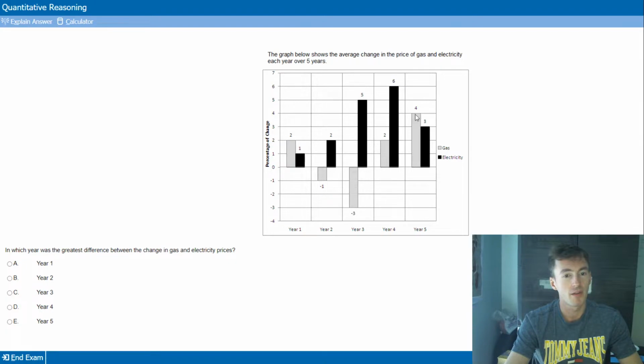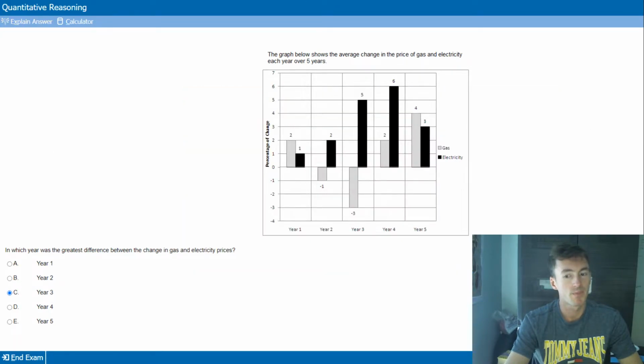Here, 4 to 3 would be a difference of 1. 5 to minus 3, well, you've got to first minus 5 to get to 0, and then another 3, that's a difference of 8. And here, that's a difference of 3, because you go from 1 to 0 to minus 1. And then here, year 1, we have a difference of 1, so overall the answer would be year 3 because there's a difference of 8, which is the biggest difference.